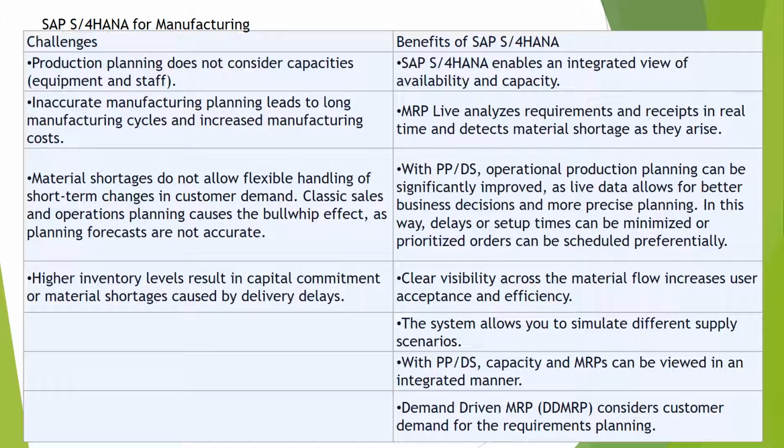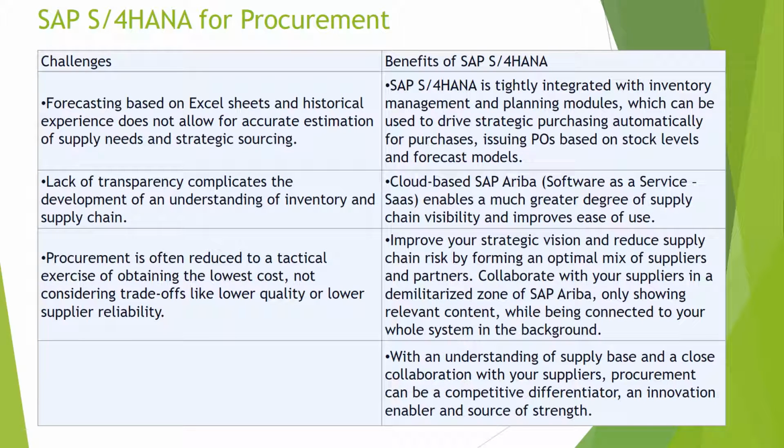And in case of benefits of SAP S/4HANA is considered, clear visibility across the material flow increases user acceptance and efficiency, and the system allows you to simulate different supply scenarios. And with PP/DS, capacity and MRP can be viewed in an integrated manner. And demand-driven MRP, DDMRP, considers customer demand for requirement planning. And next, we are going to discuss the procurement side.